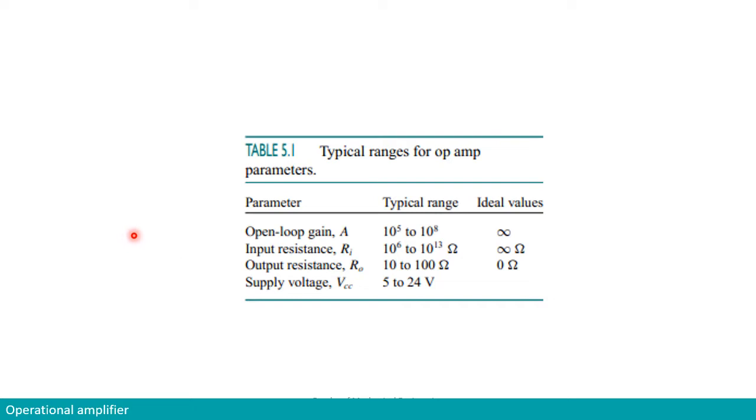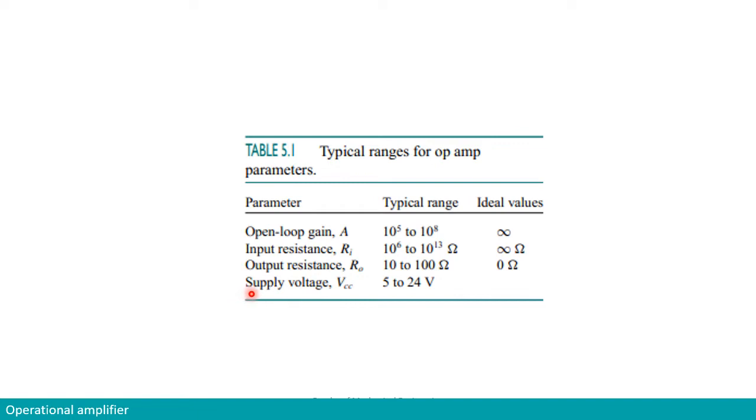So the first one is the open loop gain. The open loop gain A that we said just now is infinity. It usually ranges from 10 to the power 5 to 10 to the power 8, right? So the ideal value we said just now is infinity. As for the input resistance, it is also very high, ranging from 10 to the power 6 to 10 to the power 13 ohm. As for output resistance, it's not really 0. It's around 10 to 100 ohm, which is very small.